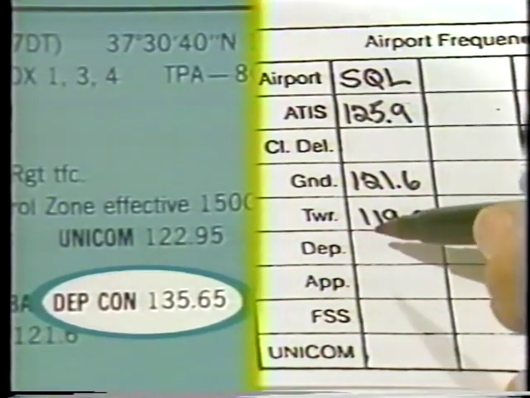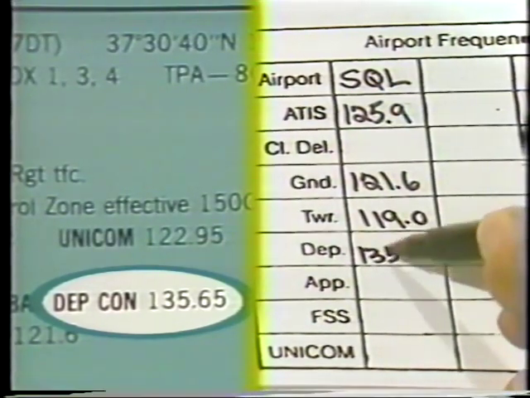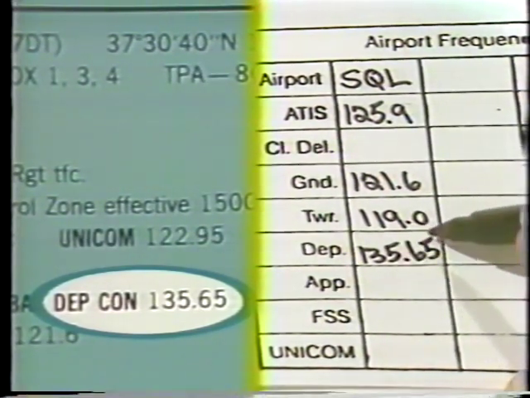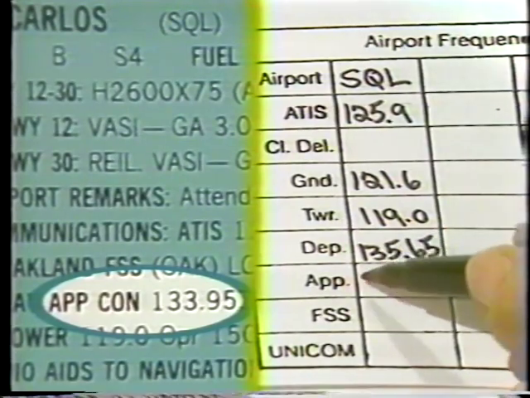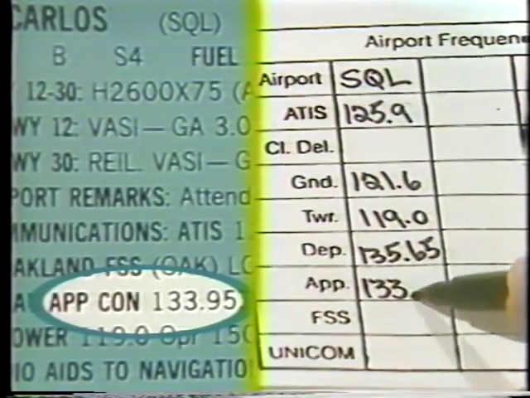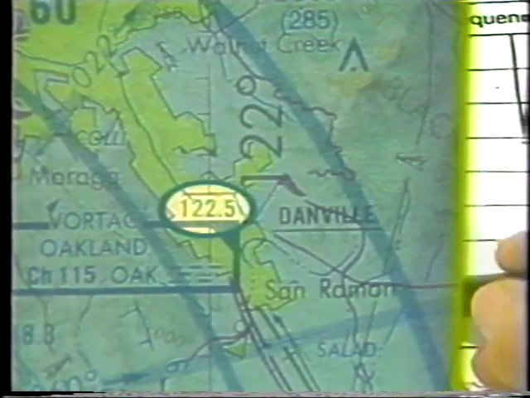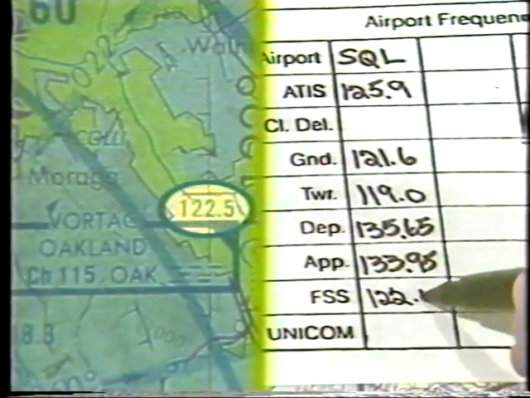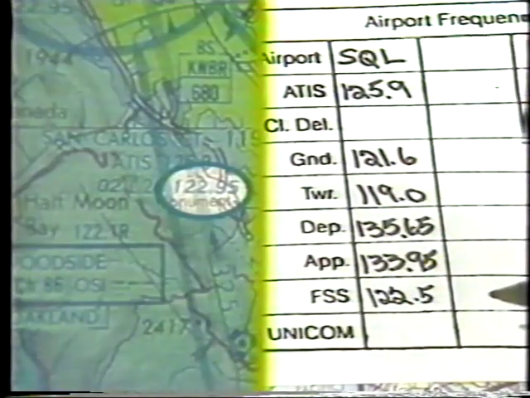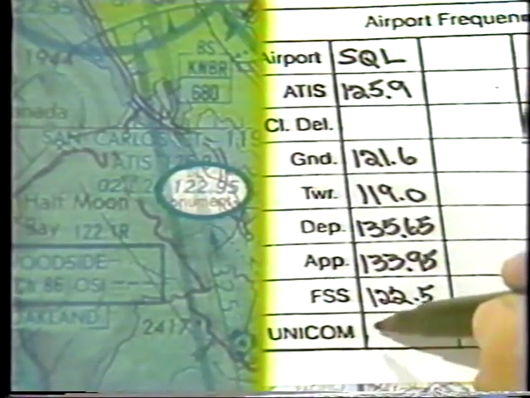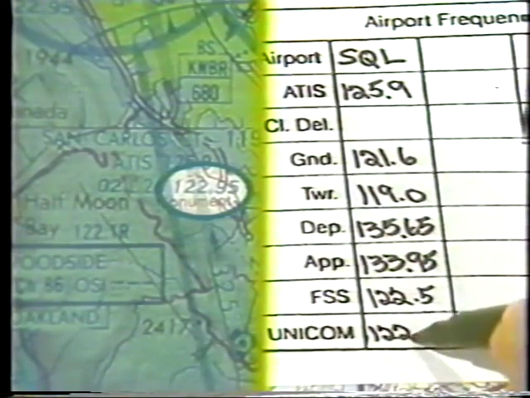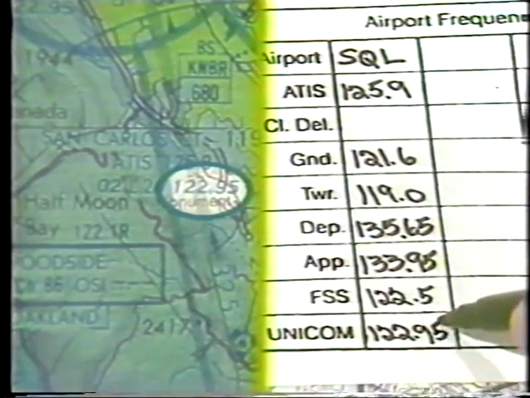Bay departure control is 135.65. Bay approach control is 133.95. For the flight service station, only a phone number is given in this listing, so we'll check the chart to find 122.5 listed above the box with Oakland Radio's information. Unicom is 122.95, a standard Unicom frequency for tower-controlled airports.